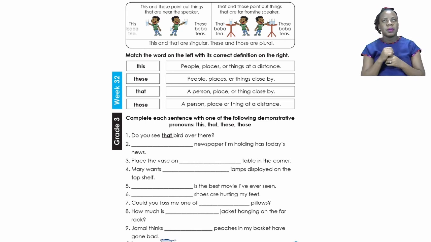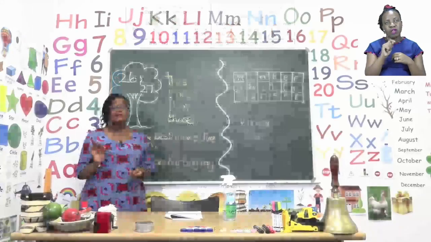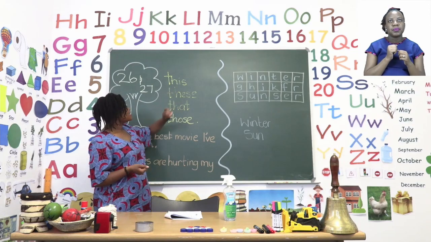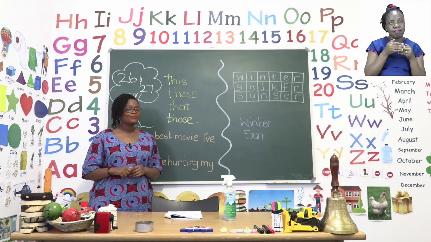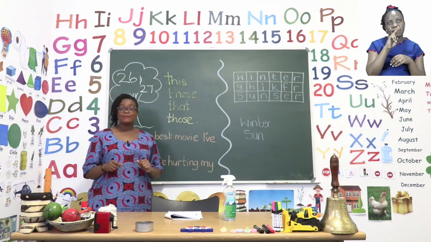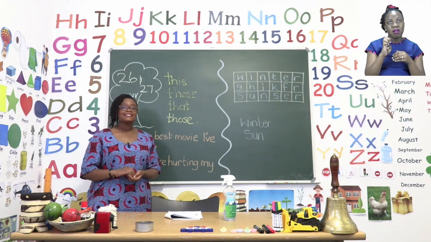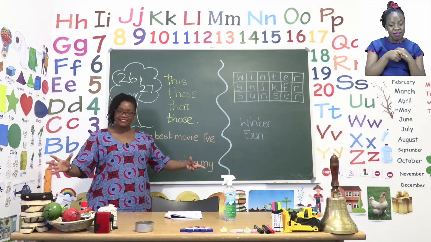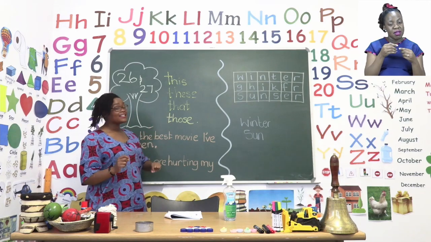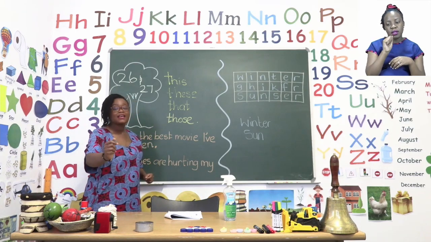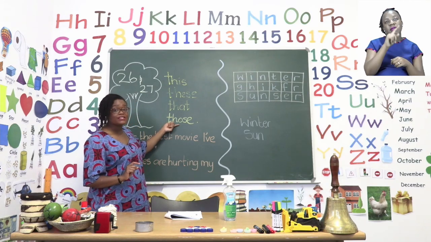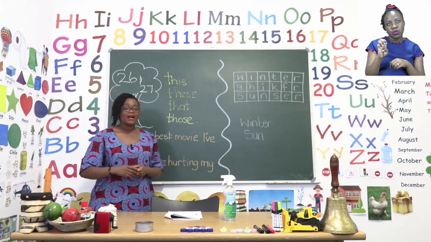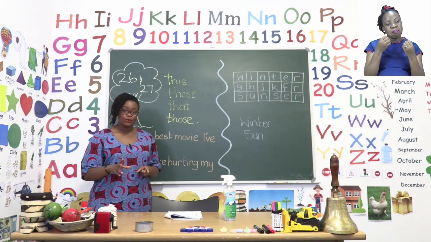Let's try and do number 5 and number 6 together. Let's take a look at the board. Now remember, when we use this, it is for something that is close by, and it is for one thing, singular. When we use these, it's for something that is close by, and it is for something plural, many. When we use that, it is for something that is far away from us, and it is one thing, singular. Then when we use those, it is something that is far from us, and it is plural.